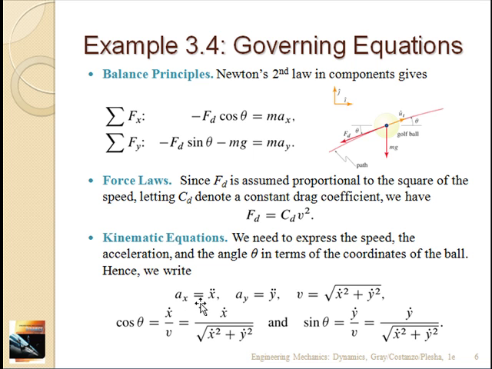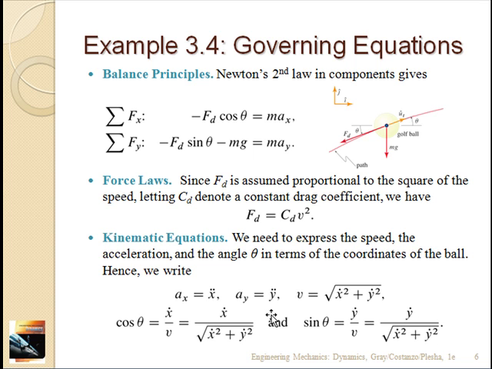So we can write the kinematic equations. The accelerations can be written in terms of the second derivative of the positions. The speed can be written as the square root of the sum of the squares of the speeds in the x and y direction. And the trajectory angle can be written in this way. The cosine of the angle is the x component of the speed divided by the magnitude of the speed, and the sine of the angle is the y component of the speed divided by the speed itself. Okay, which we can write this way.